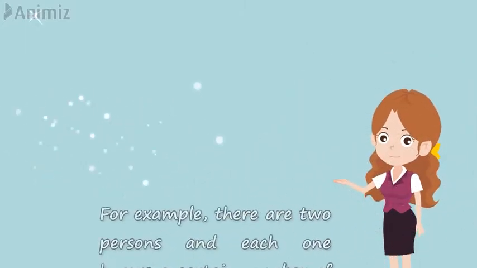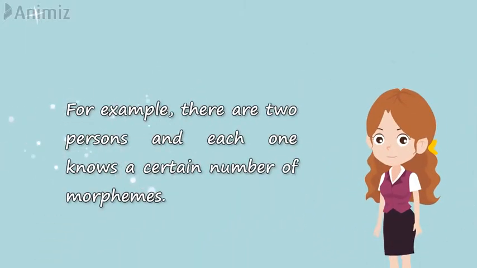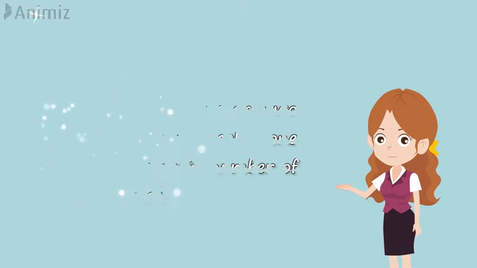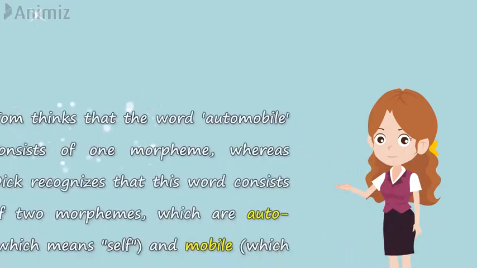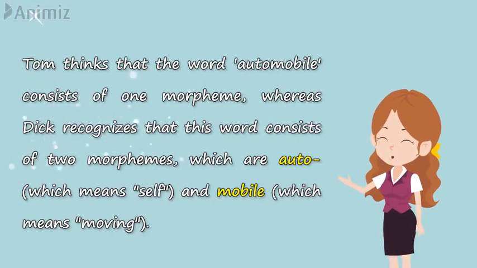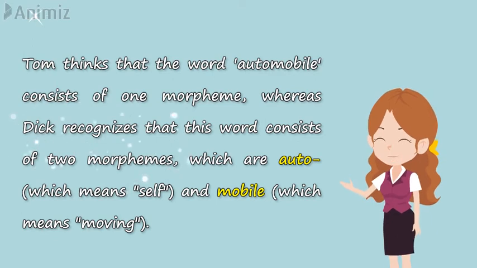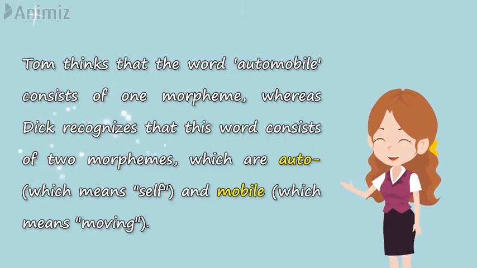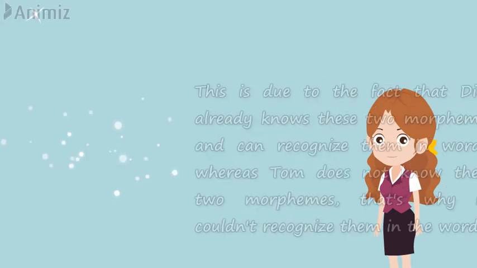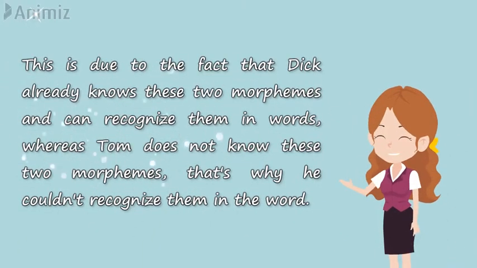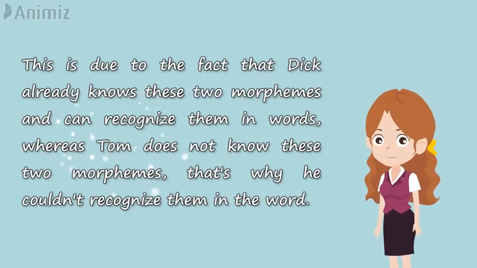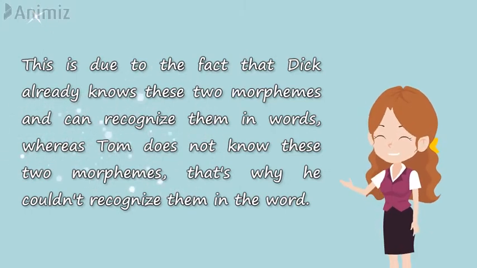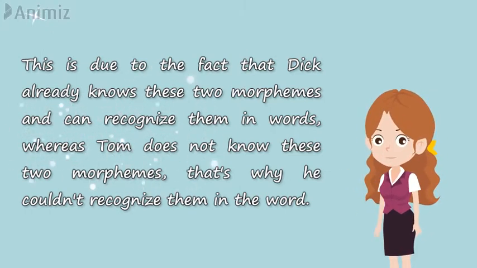For example, there are two persons and each one knows a certain number of morphemes. Tom thinks that the word automobile consists of one morpheme, whereas Dick recognizes that this word consists of two morphemes, which are auto, which means self, and mobile, which means moving. This is due to the fact that Dick already knows these two morphemes and can recognize them in words, whereas Tom does not know these two morphemes. That's why he couldn't recognize them in the word.